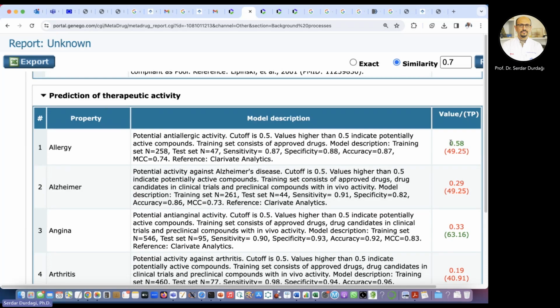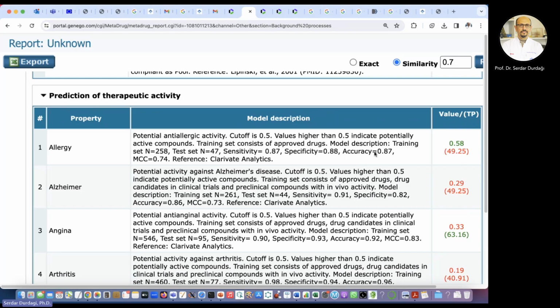Going to the therapeutic activity predictions, the molecule that I just wrote has 0.58. This means that it can have potential to be used as an anti-allergic molecule. The values under the therapeutic activity prediction are called TP, or Tanimoto Prioritization, as I described to you.